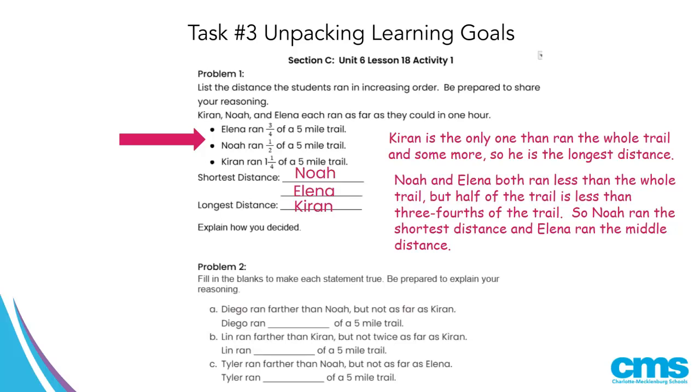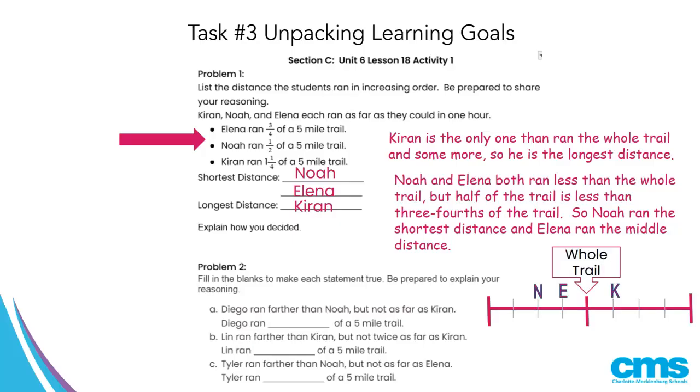Let's look at problem 2 now. Problem 2 has us think about other children and record an answer. Answers may vary on this one, but we want to use the same logic. Let's go ahead and place Elena, Kieran, and Noah on a number line. All of the statements are in reference to the whole 5-mile trail.